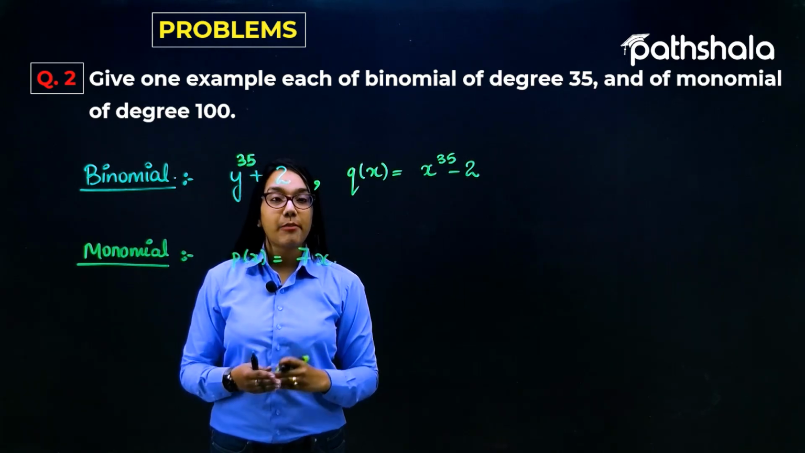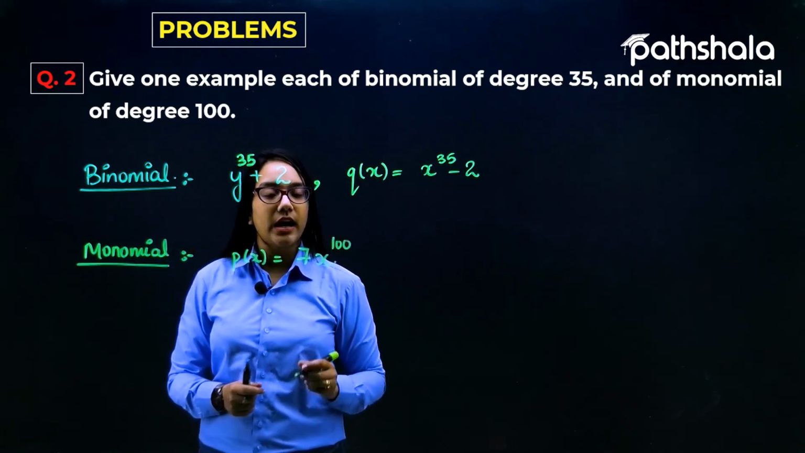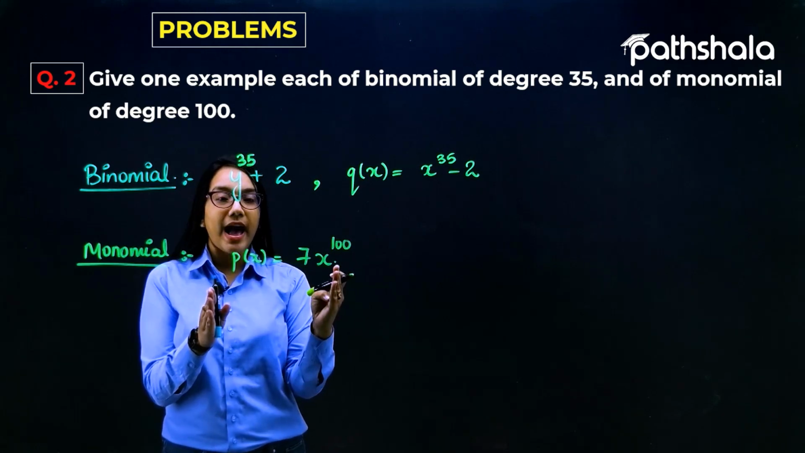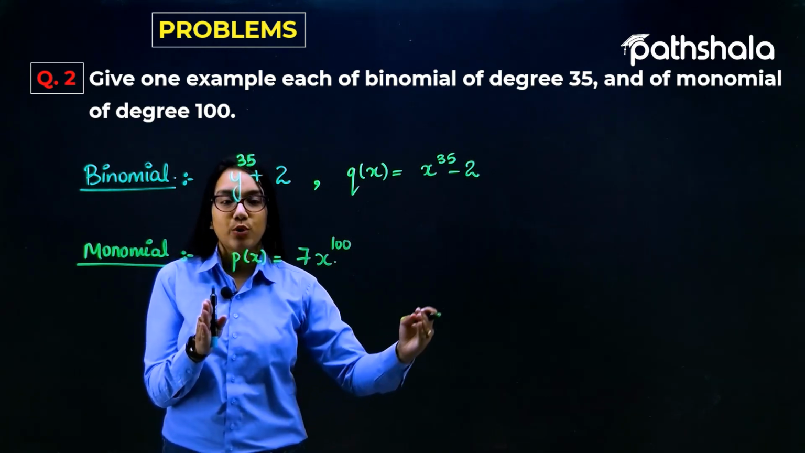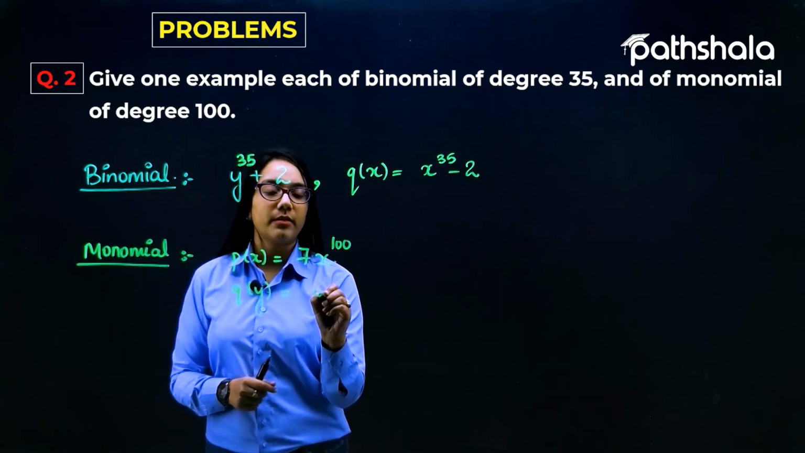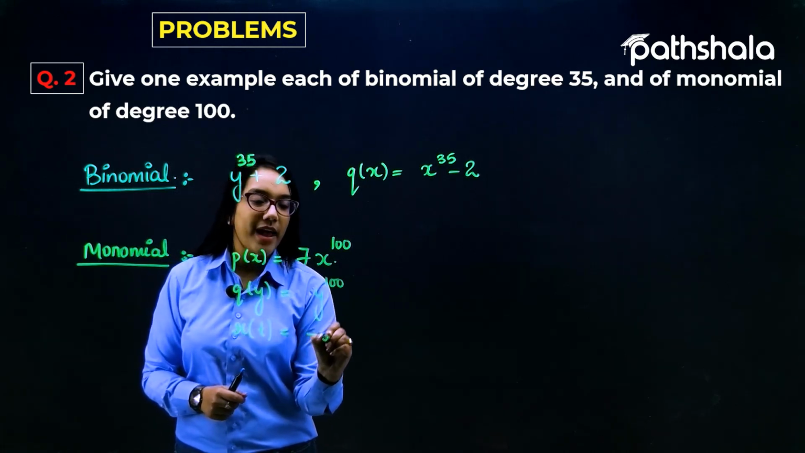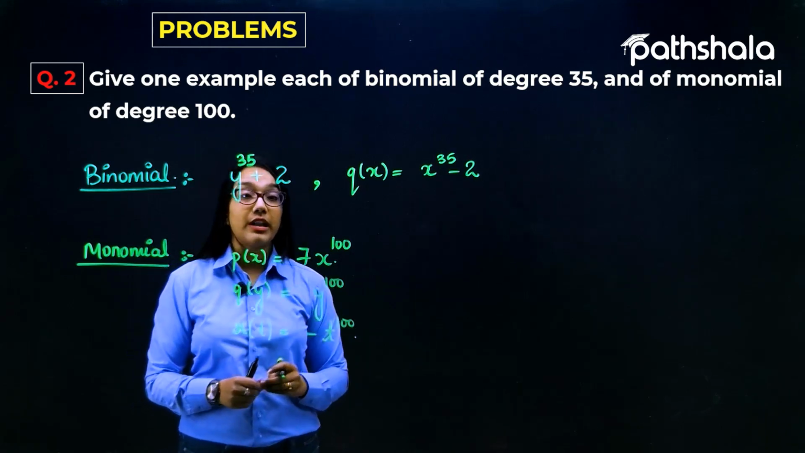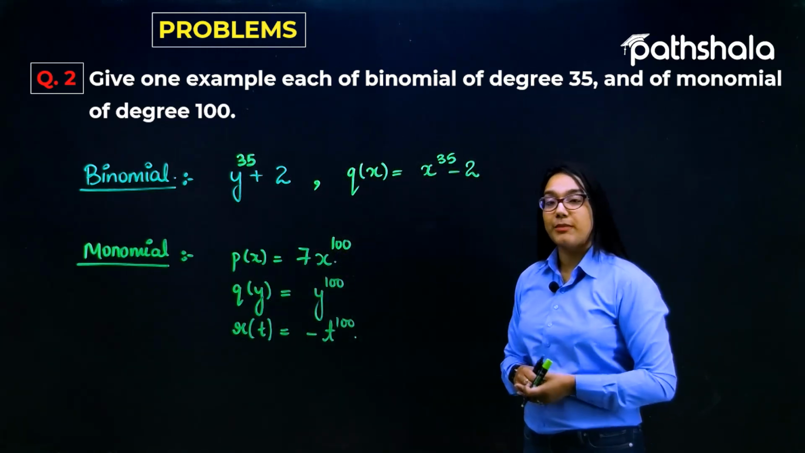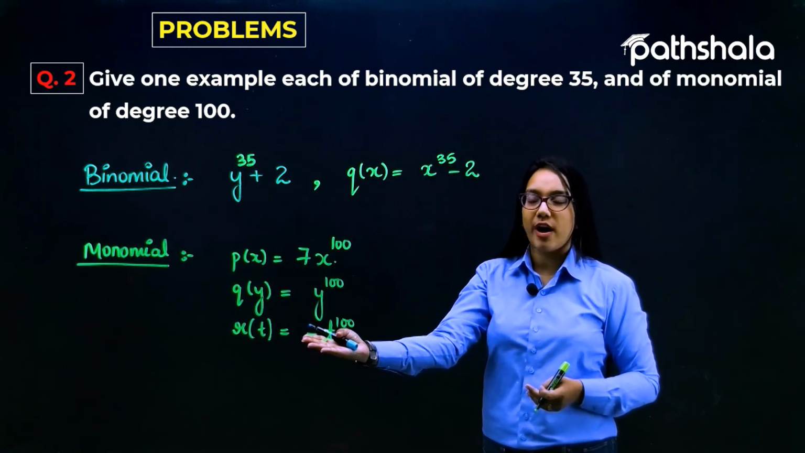It says create an example of a monomial having the degree as 100. So let us suppose we are creating the degree of x over here as 100. So p of x is equal to 7x raised to the power 100 is obviously an example of a monomial having the degree as 100. We can create as many monomials that do have a degree as 100. For instance, q of y, and let us suppose the variable y do have a power as 100. Let us suppose we can generate r of t, so we can say minus t raised to the power 100 is nothing but a monomial having the degree as 100. So this is the question number 2 in which we have generated examples of a binomial of degree 35 and a monomial which do have a degree as 100.